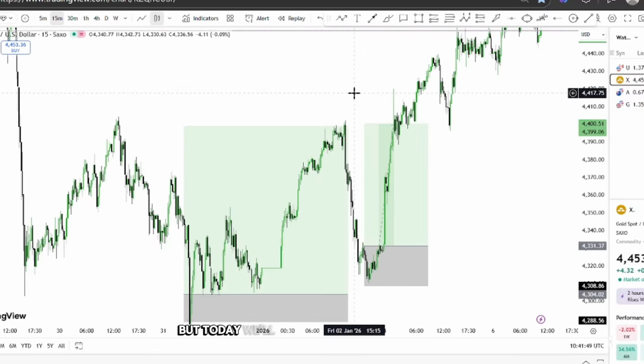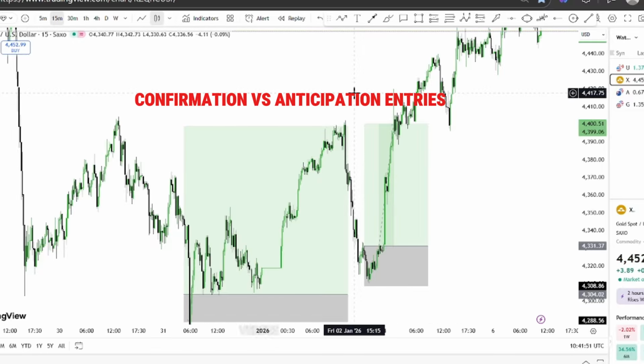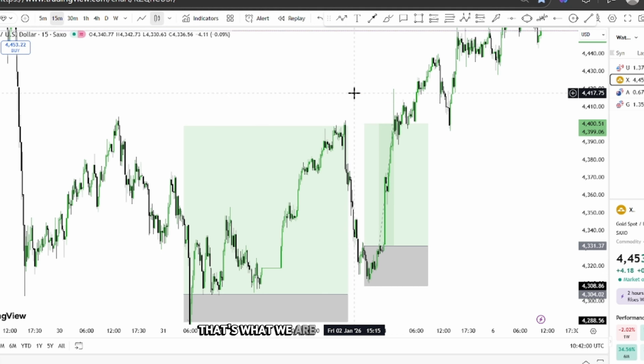But today we'll be talking about confirmation versus anticipation entries. That's what we are talking about today. This is the foundation. If you get this wrong, everything fails. If you don't know your entry model, you don't know how to make an entry, you fail.